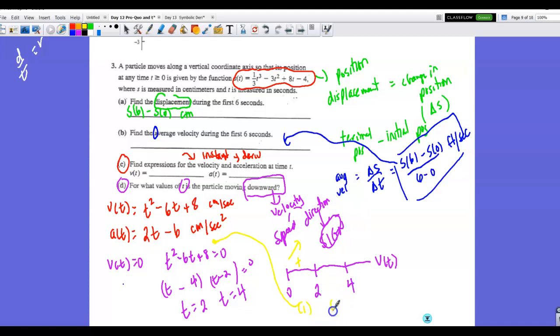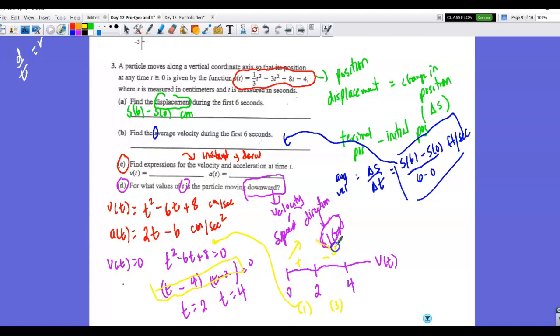From 2 to 4, I'm going to choose a t value of 3 and substitute it into the velocity function. Actually, if I substitute into the factored form, it'll be a whole lot easier. So 3 minus 4 would give me a negative. 3 minus 2 would give me a positive, and a negative times a positive is a negative.